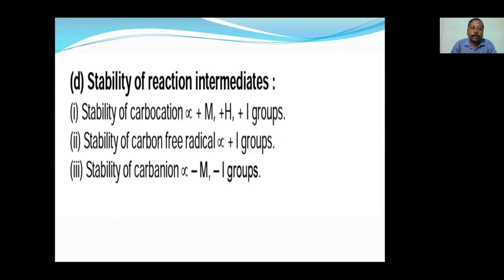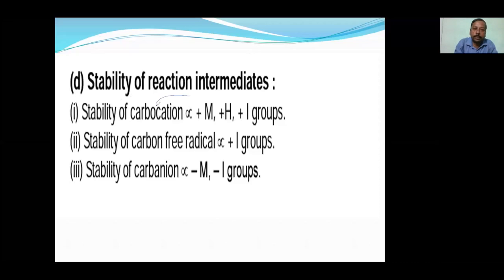Okay, now next application. Next application is stability of reaction intermediate. Here we are going to study all together stability of reaction intermediate. Reaction intermediates are divided into a few types, like carbocation. Carbocation means positive charge on the carbon.